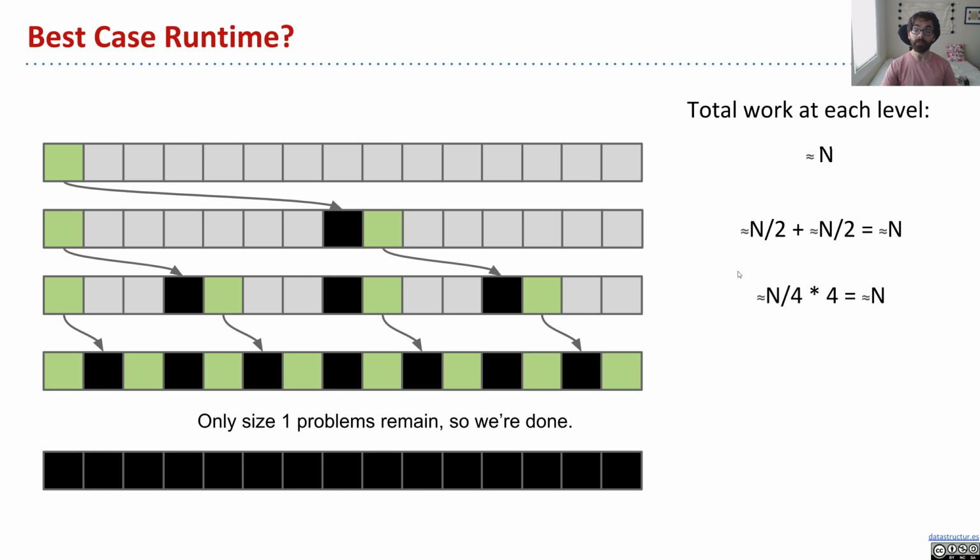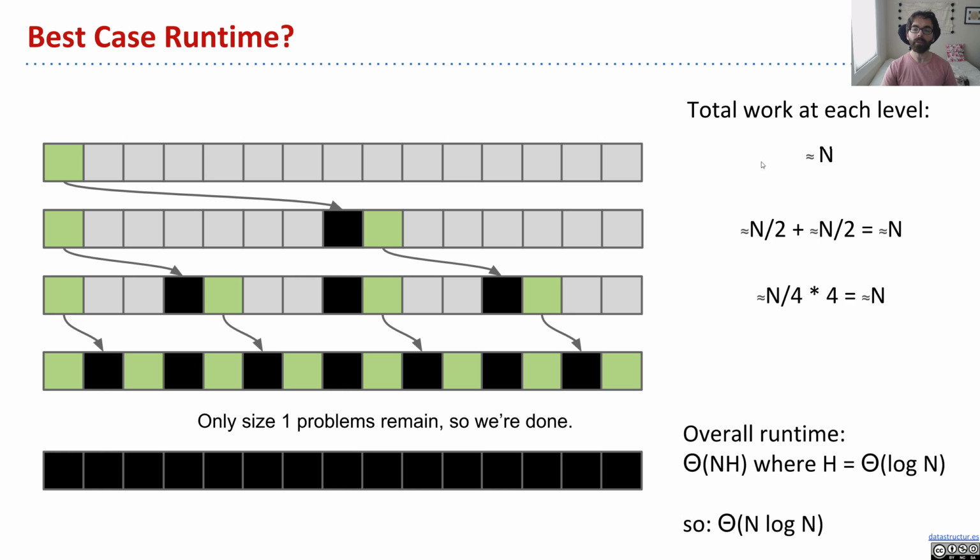At the next level, there are 4 such problems of around n over 4 in size. So the overall amount is about n. And that goes all the way down to the bottom. So the overall runtime is just going to be n, because it's n work at each level, times h, where h is theta log n. What's h, by the way? Well, that's the number of levels, so to speak. So overall, the runtime is theta n log n in the best case.